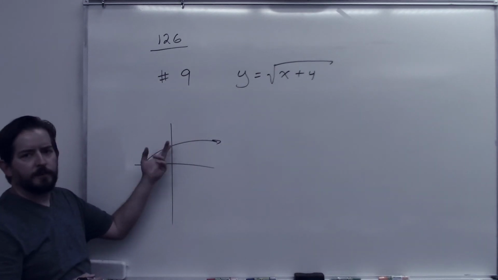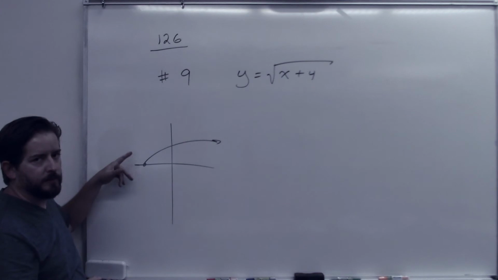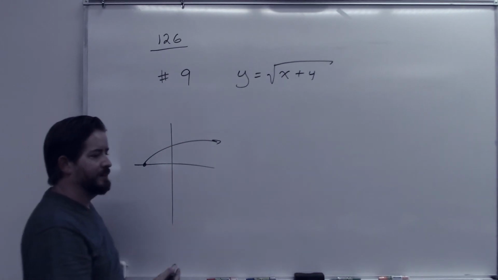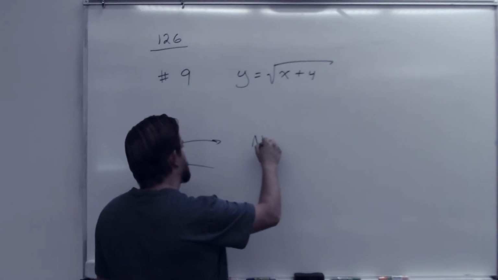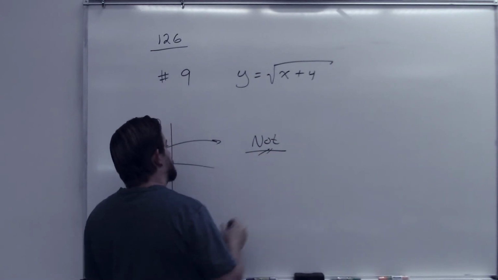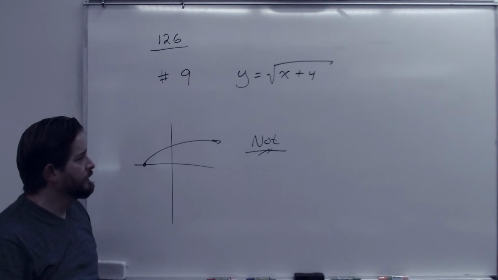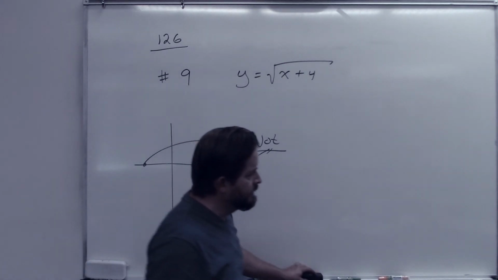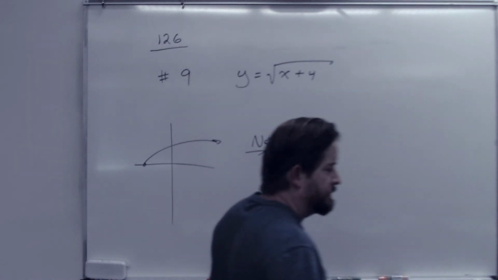It's not symmetric about the y-axis. It's not symmetric about the x-axis, and there's no way it's symmetric about the origin. So there is no symmetry. So it's not symmetric about anything. Now, that's good enough for that. Let's look at 11.